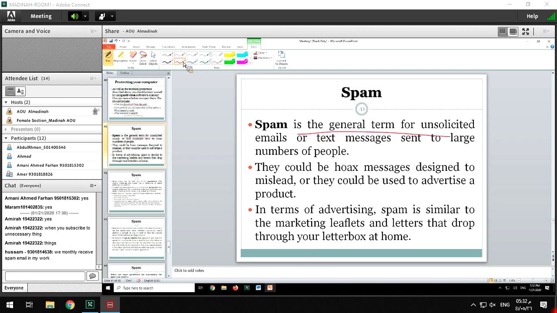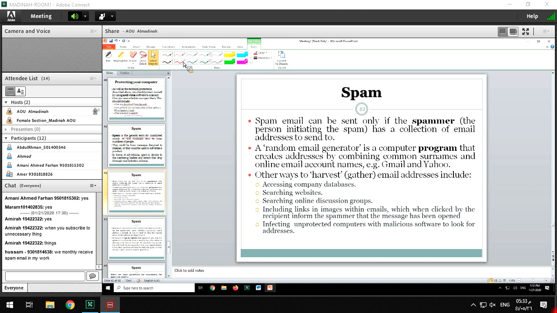So spam is a general term for unsolicited emails or text messages sent to a large number of people in one click. They could be hoax messages designed to mislead, or they could be used to advertise a product. In terms of advertising, spam is similar to marketing leaflets and letters that drop through your letterbox at home. Spam emails can be sent only if the spammer has a collection of email addresses to send to. A random email generator is a computer program that creates addresses by combining common surnames and online email accounts. Other ways to harvest email addresses include accessing company databases, searching websites, searching online discussion groups and forums, including links in images within emails, and infecting unprotected computers with malicious software to look for the addresses.